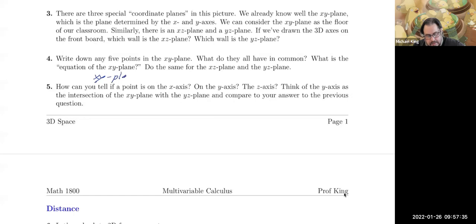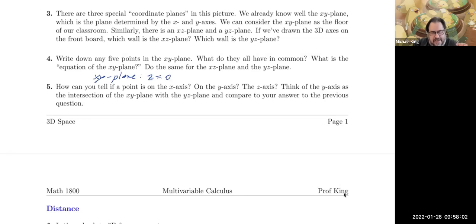Similarly, the XZ plane is given by Y equals 0. The YZ plane is given by X equals 0. For something like the X-axis, Y-axis, or Z-axis, it has to satisfy both; for the Y-axis, X has to equal 0 and Z has to equal 0. There's not just one equation for it. You can think of it as two equations, I guess.